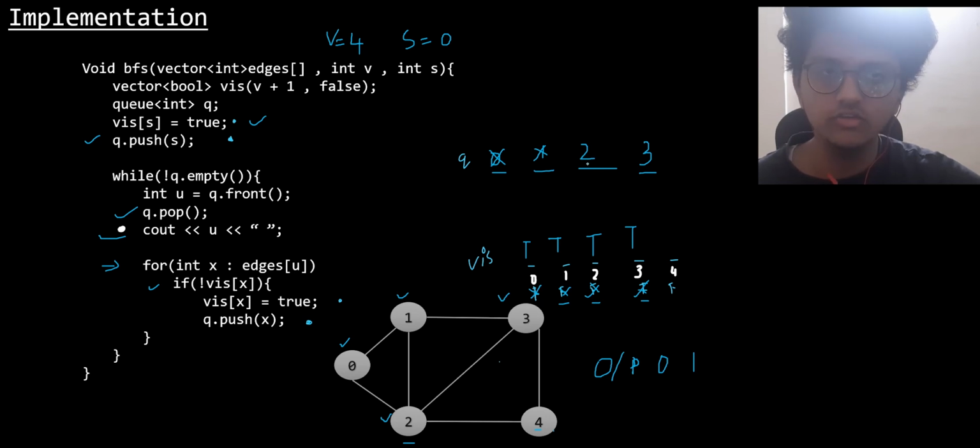Now the front of the queue is 2, and we will dequeue it from it and then print it on the output screen. Now we will iterate over the neighbors of 2. As you can see, the neighbors of 2 are 0, 1, 3 and 4. 0, 1, 3 are already visited, but 4 is not visited. As you can see, it is false. So now we will make it true and enqueue it in the queue.